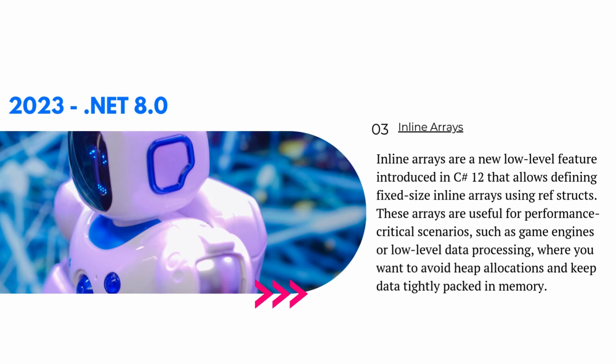Inline arrays are a new low-level feature introduced in C# 12 that allows defining fixed-size inline arrays using ref structs. These arrays are useful for performance-critical scenarios, such as game engines or low-level data processing, where you want to avoid heap allocations and keep data tightly packed in memory.